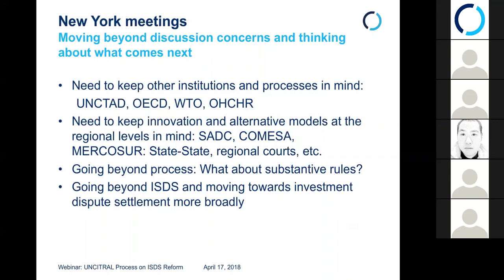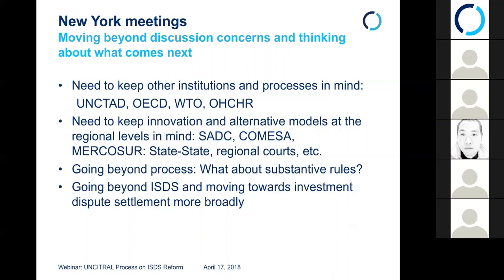Clearly, we need to go beyond process, and this was something that came up in the discussions in Vienna, that we can't forget about the substantive rules, and there is a need to reform those as well. And it's not only about the substantive standards that we know, but also the equilibrium between the rights and obligations of investors and states and so forth.